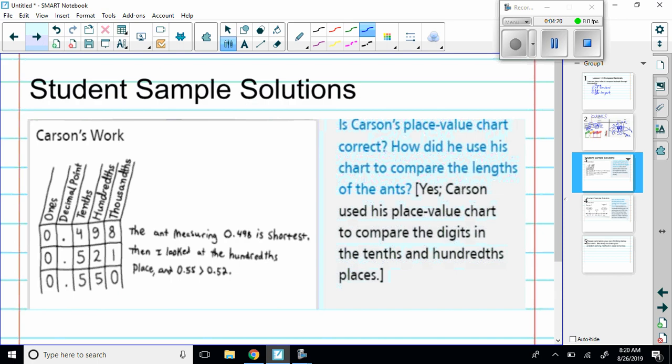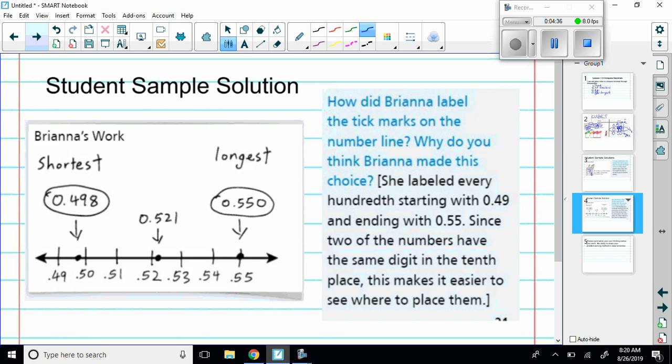These next slides show you Carson's work, and Carson did exactly what I did. He lined up the decimal place value and then went from left to right, looking at which is the smallest and then which is the largest. And then Brianna's work, she did a timeline, and she started with 49 hundredths and went to 55 hundredths. And this just shows you how 498 thousandths would be here, which as the smallest, 521 thousandths would be a little bigger than 52 hundredths. And then we have 55 hundredths, which is also 550 thousandths.